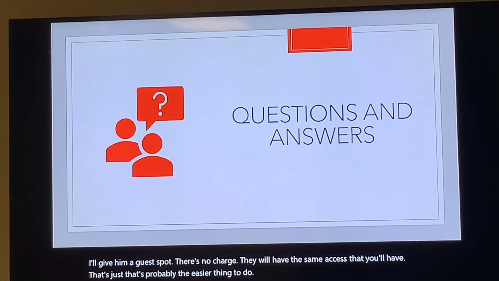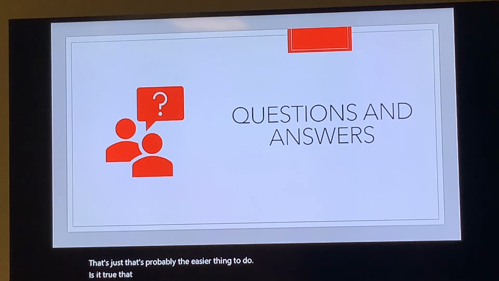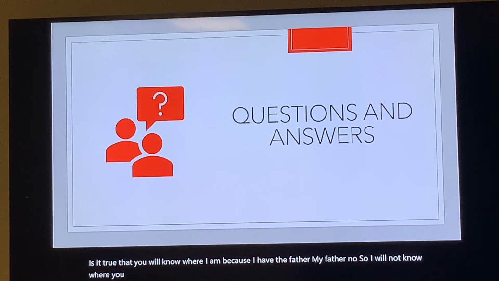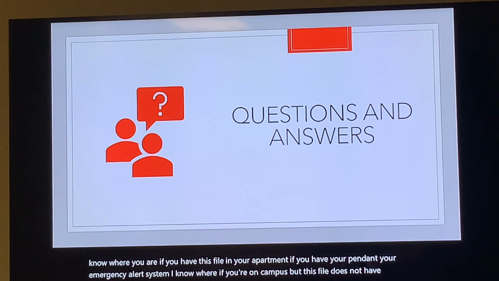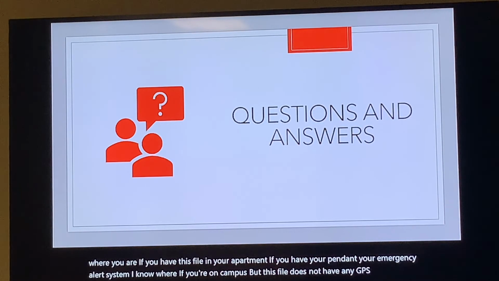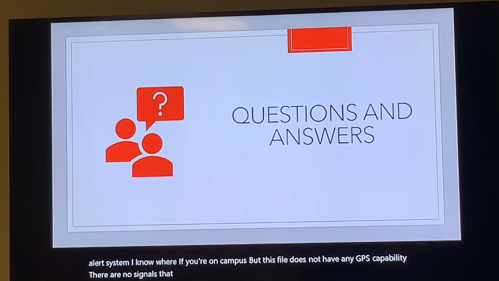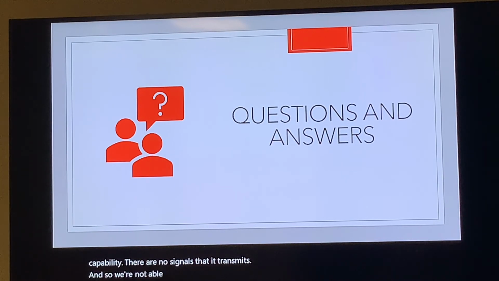You can. Is it true that you will know where I am because I have the fob in my pocket? No. I will not know where you are if you have this fob in your pocket. If you have your pendant, your emergency alert system, I know where you are if you're on campus. But this fob does not have any GPS capability. There are no signals that it transmits, and so we're not able to tell you. We cannot track you.